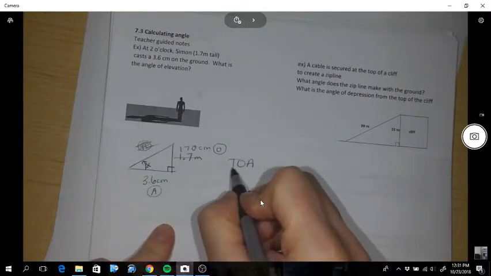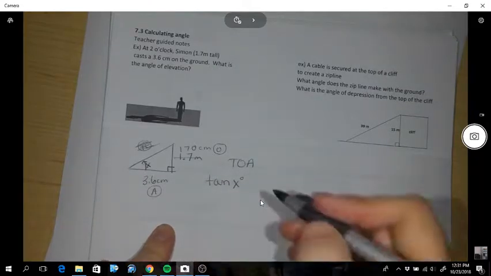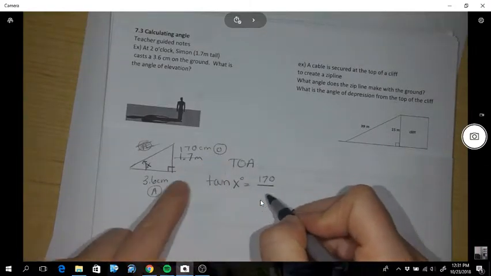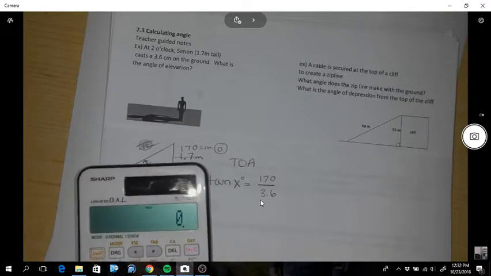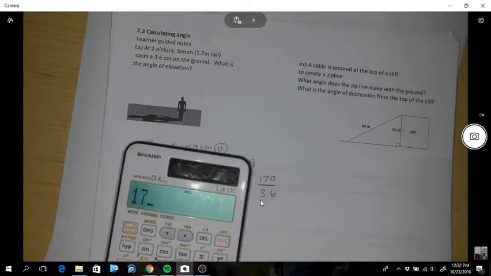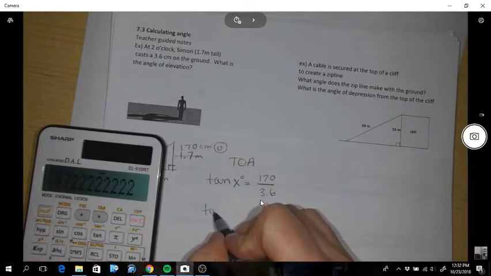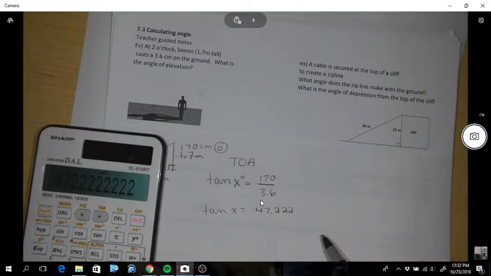Okay, so we said the T represents the tan of the angle, and the fraction is O divided by A. So O is 170 divided by A. Now we go into our calculator and we go 170 divided by 3.6 equals that. Okay, now here's the thing. So I have tan of x is equal to 47.22, whatever. I'm going to keep it on my calculator.